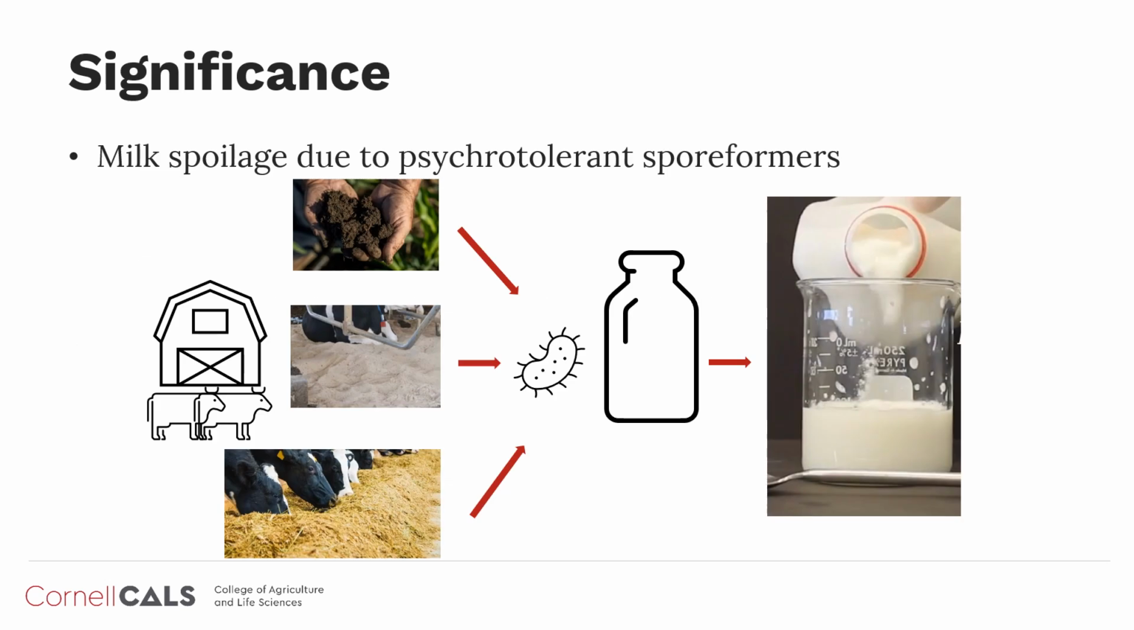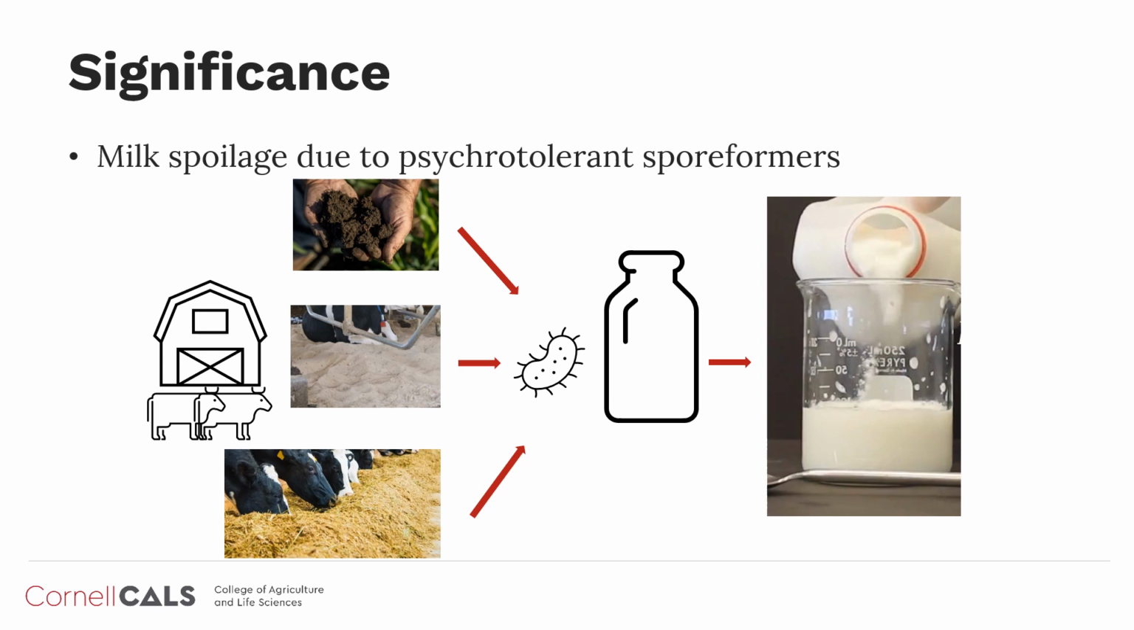So why do we care about milk spoilage? And what kind of microbial quality are we talking about here? The type of milk spoilage we're interested in is the spoilage due to psychrotolerant spore formers. Psychrotolerant spore formers are a group of spore-forming bacteria that can grow at low temperatures, such as below 6 degrees C. These types of spore formers are ubiquitous in the farm environment, such as soil, feed, and bedding.